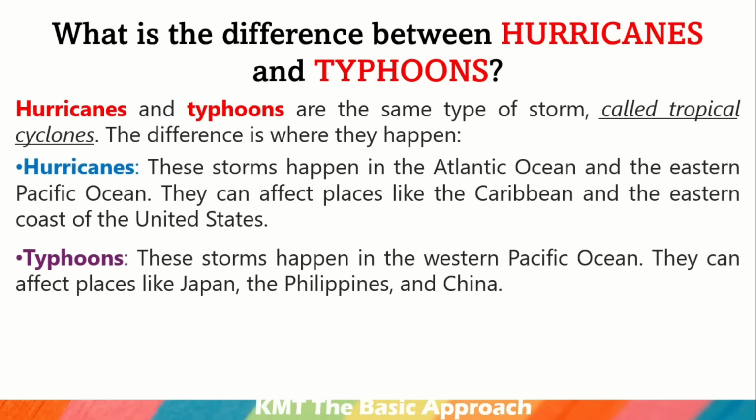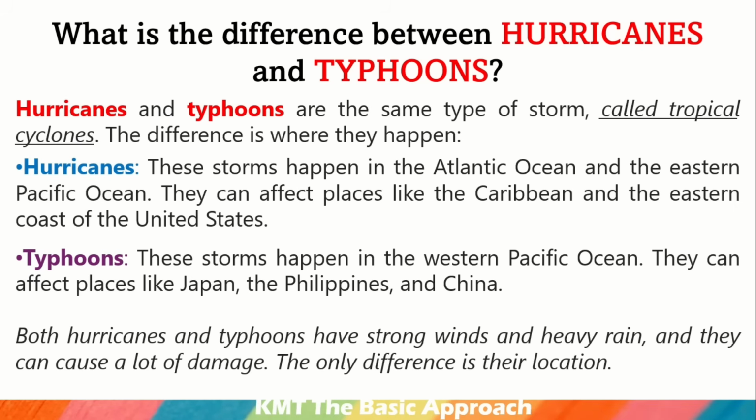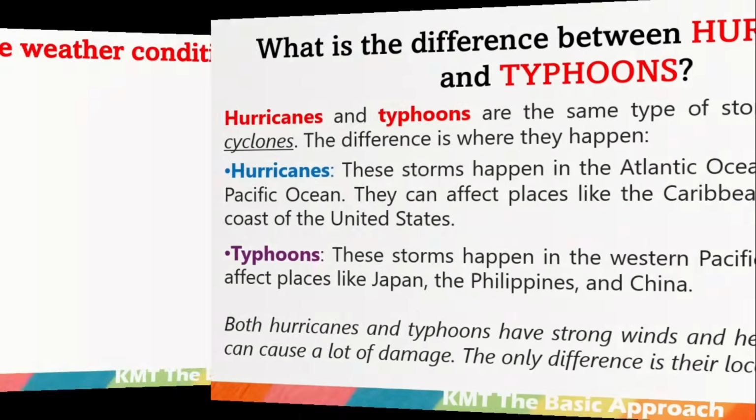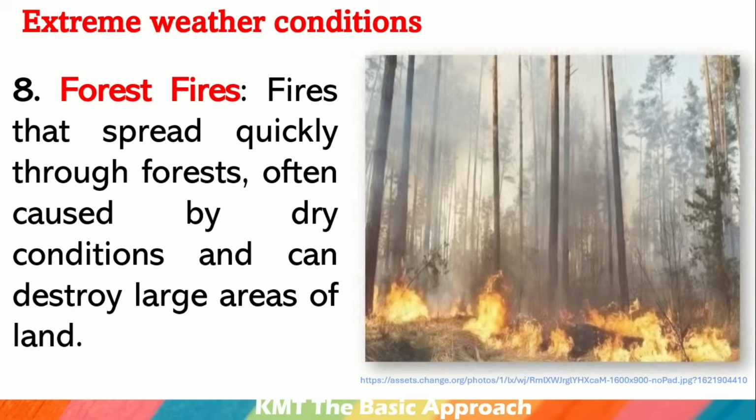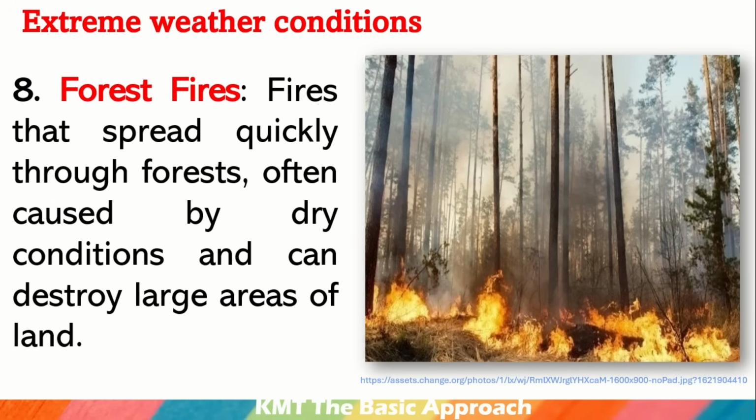Typhoons: these storms happen in the Western Pacific Ocean. They can affect places like Japan, the Philippines, and China. Both hurricanes and typhoons have strong winds and heavy rain, and they can cause a lot of damage. The only difference is their location. Going back, number 8, forest fires. Fires that spread quickly through forests, often caused by dry conditions, can destroy large areas of land.